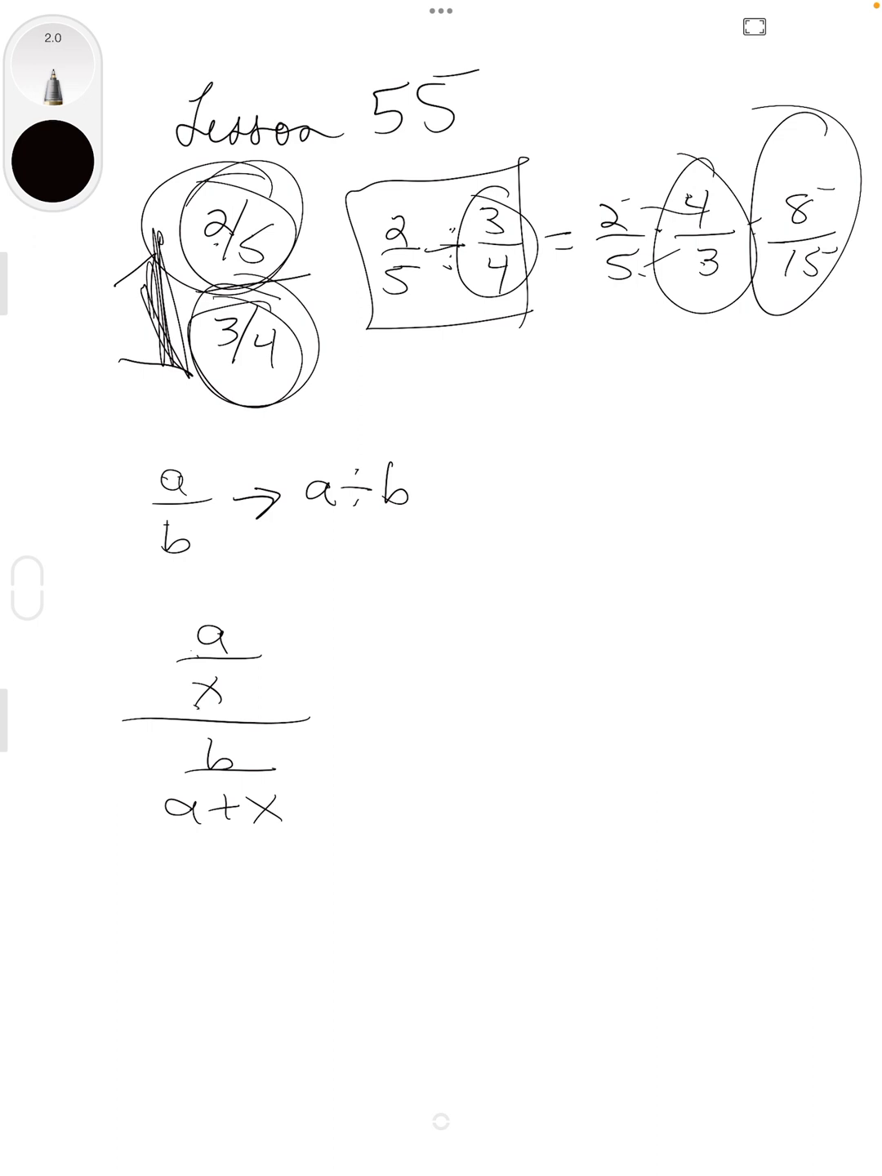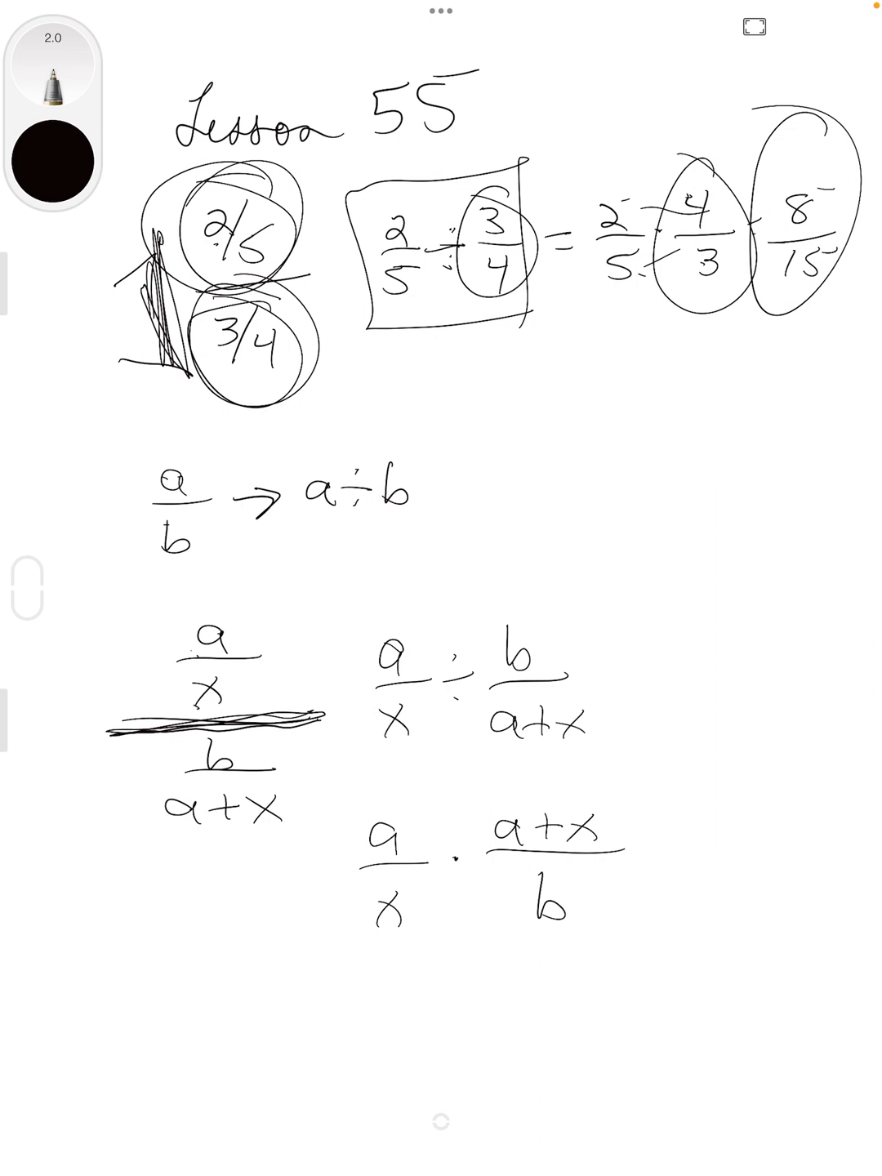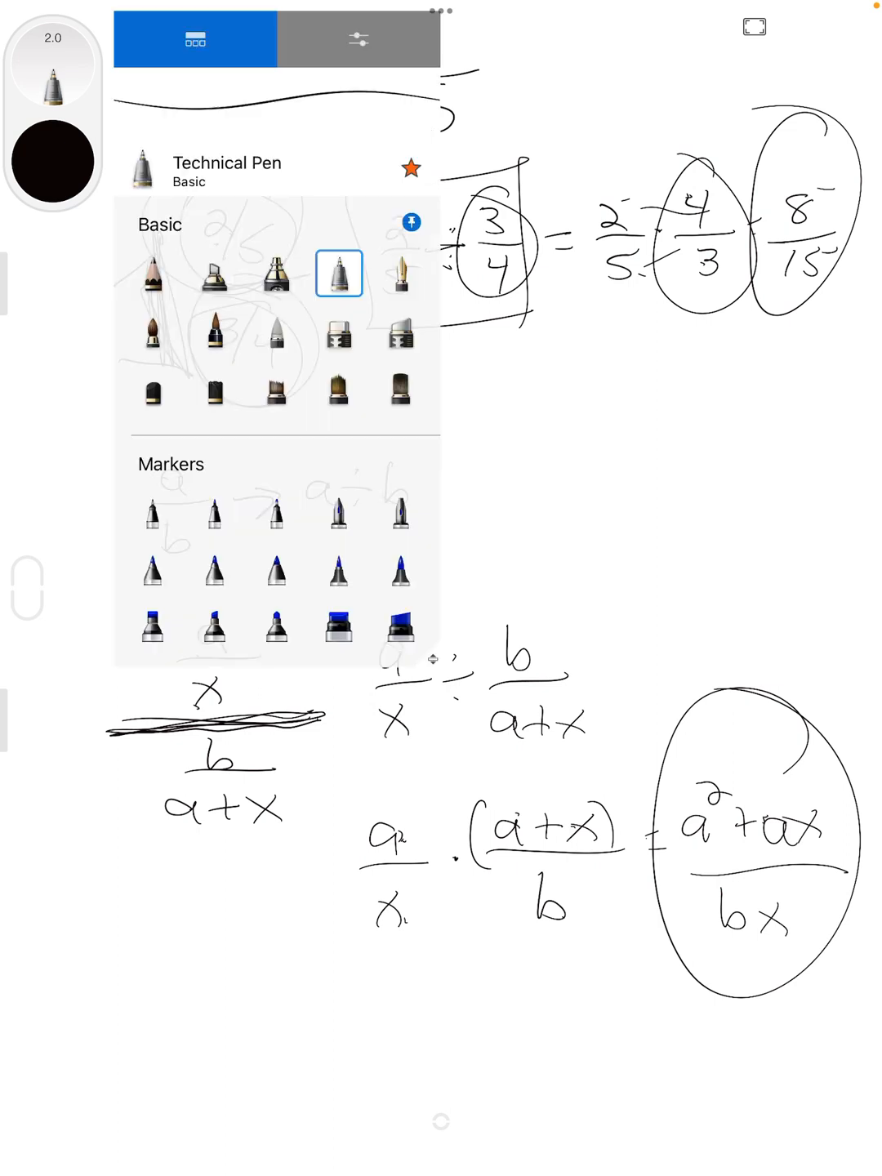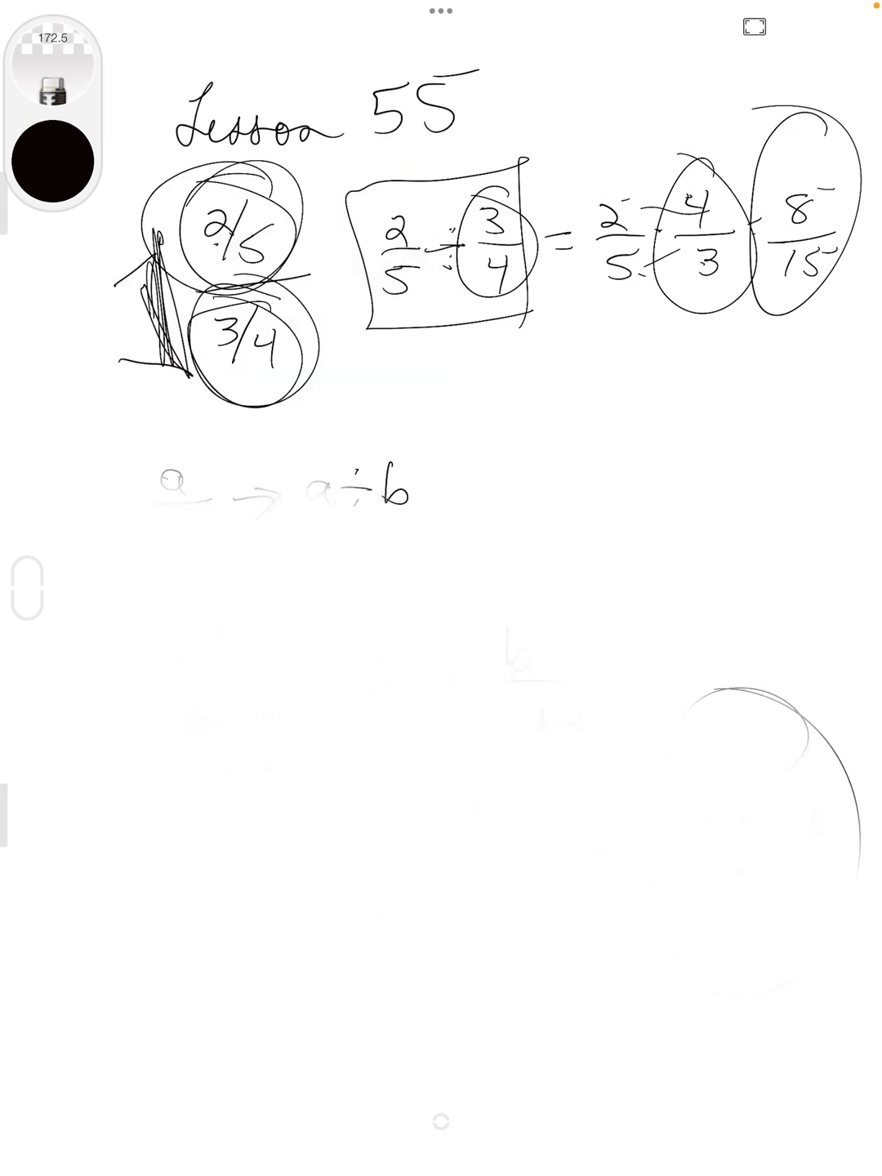When you have a line, a line, a line, and a line, normally the middle one is bigger. And so this becomes a over x divided by b over a plus x, which is the same as a over x times a plus x over b. Now, if you've got a case where you're just saying this times this, put it in parentheses so you can keep track. A times a is a squared, a times x is ax. And on the bottom, x times b, bx. That's the answer. Okay? That's all there is to it. So, that's lesson 55.